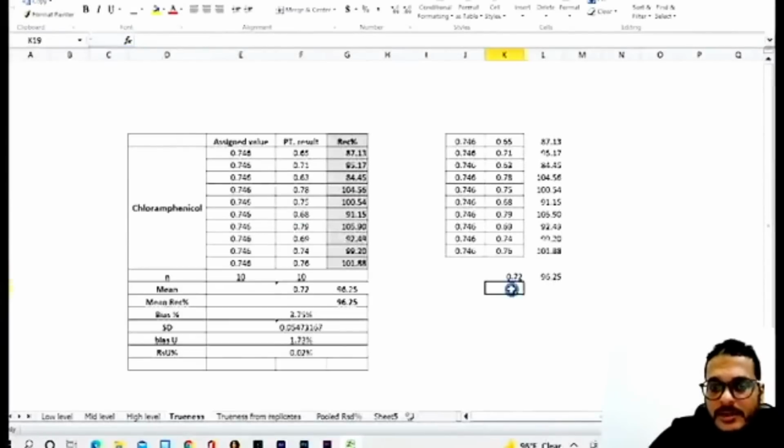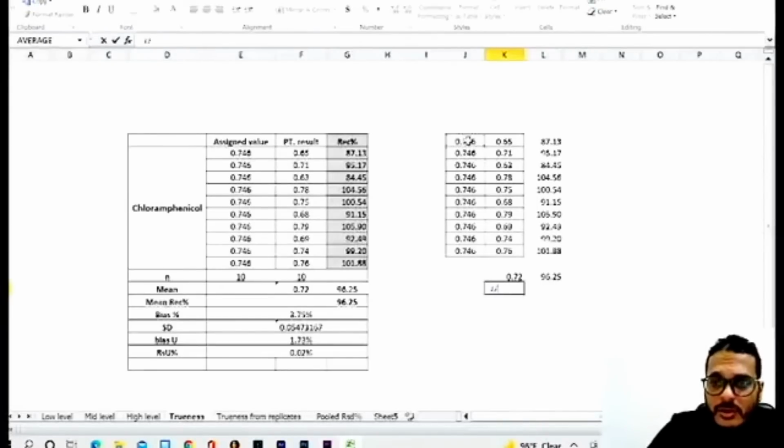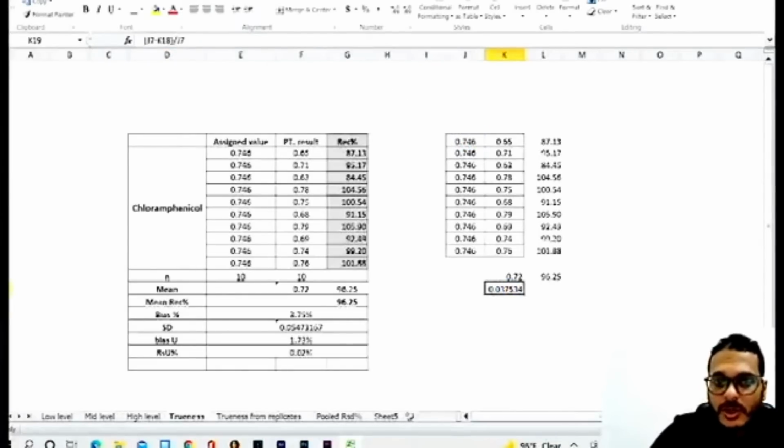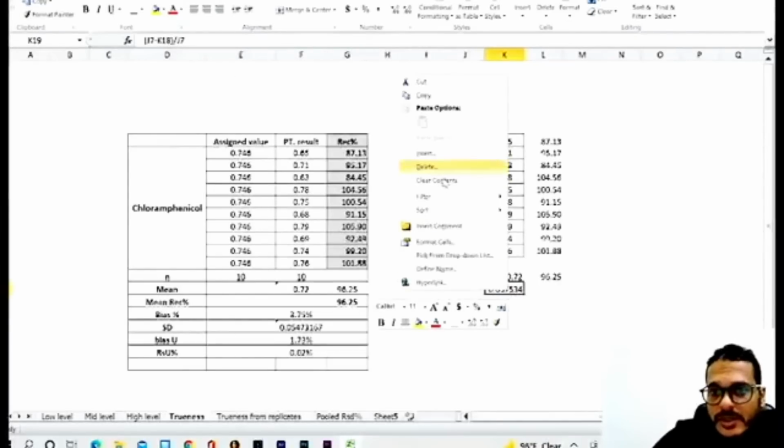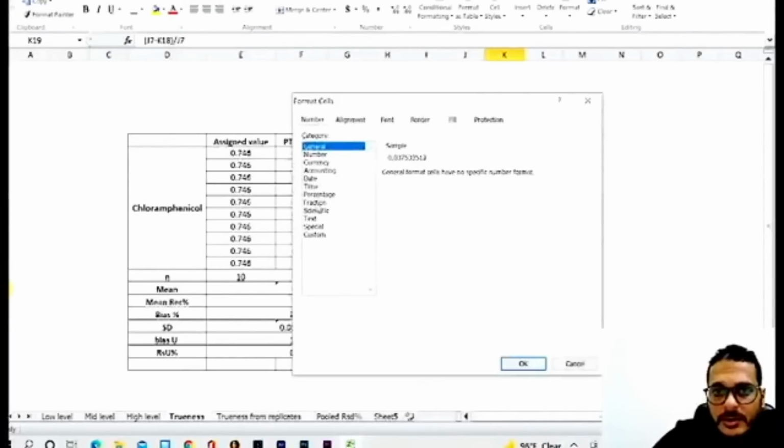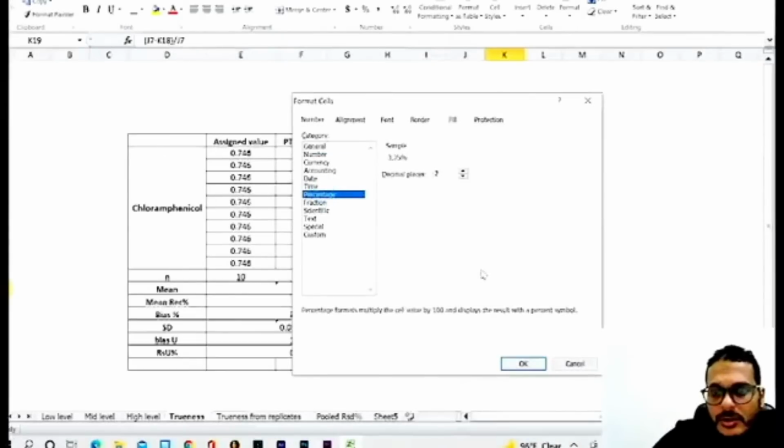Then calculate the bias. For trueness, we will calculate the bias, which is equal to the assigned value minus the average, divided by the assigned value or reference value. Enter. This is the bias. We can also multiply the bias to get the bias percentage. To get the bias percentage, go to format cells, percentage. Okay.